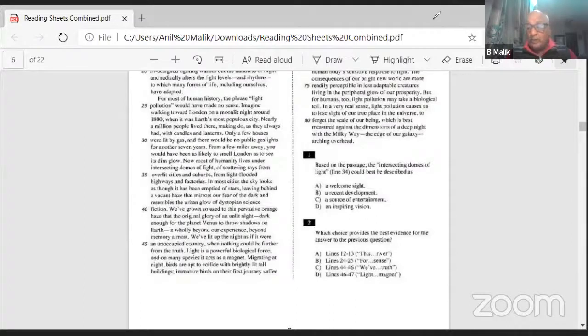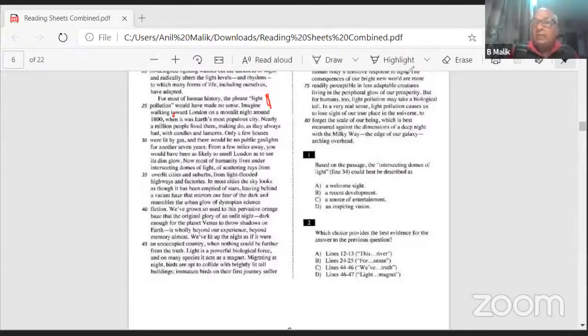I go to 24 to 25. I read 24 to 25. What do I read? For most of human history, the phrase light pollution would have made no sense, right? Now it makes sense. So when I say the answer is a recent development, that means it was not there earlier. So I have an answer. That is how it happens, sirs. And I assure you, if you practice this whole thing, it's not rocket science, sir. It is easily masterable. You will be able to get it.